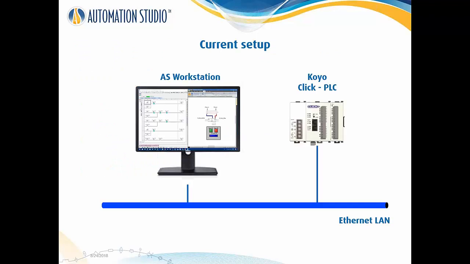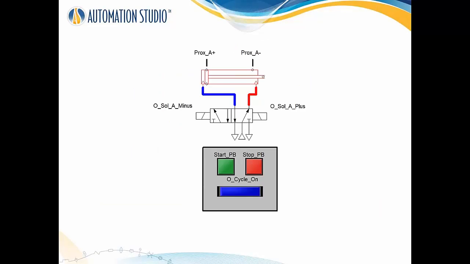I want to show you first of all my current setup, since we are not close to each other. On my desk, I have the Automation Studio workstation, where I also have the program for the programming of the PLC, and I have Automation Studio, and we are connected. I'm connected over Ethernet LAN to my PLC. So basically, this is the application.